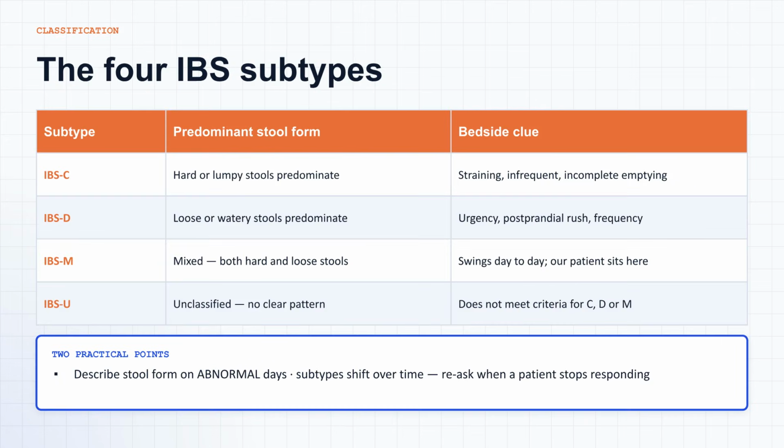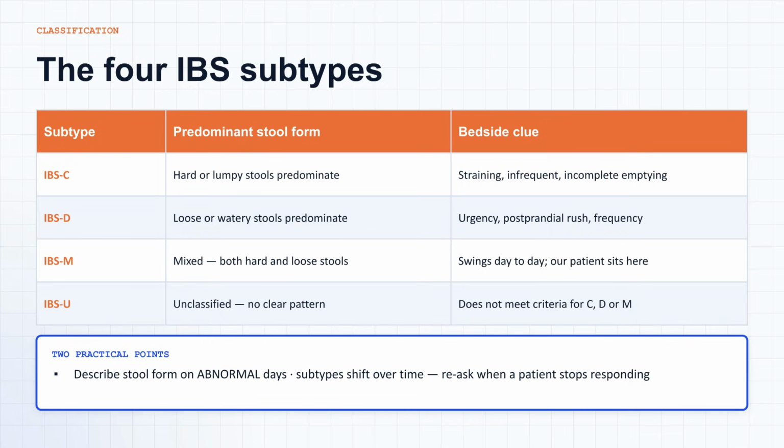Subtype by the predominant stool form. Constipation predominant, written IBS-C, means hard and lumpy stool. Diarrhea predominant, IBS-D, means loose and watery stool. Mixed, IBS-M, swings between both. And unclassified, IBS-U, does not fit any pattern cleanly. Our patient alternates, so she is mixed.